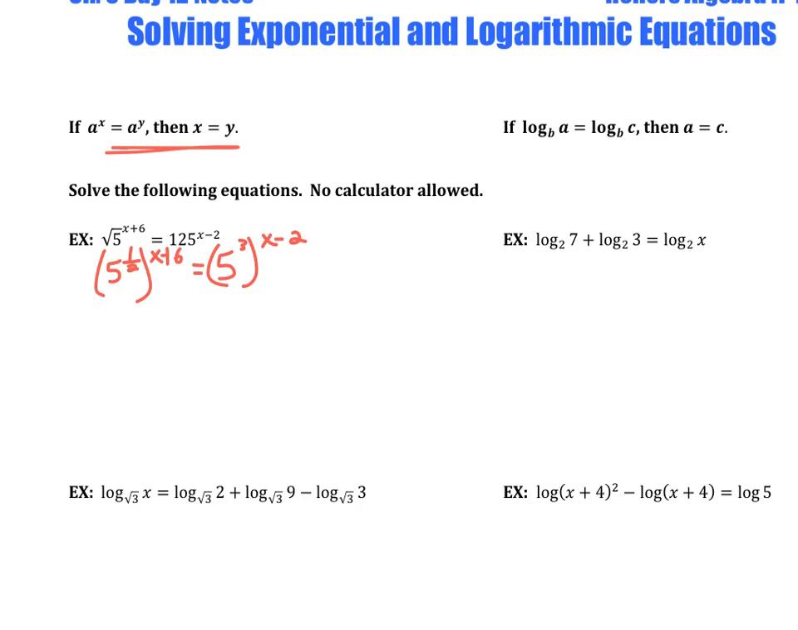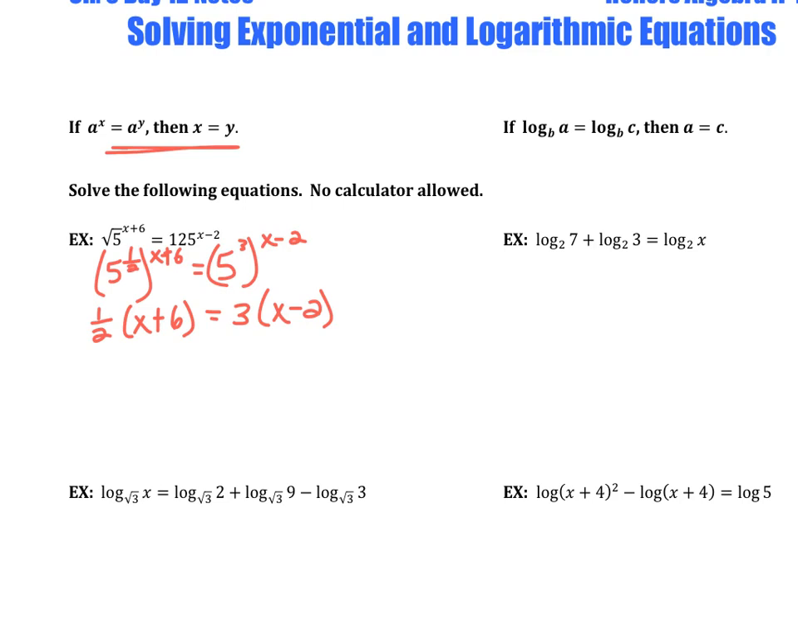So when I go through and I do that, then I would have 1/2 times the quantity, x plus 6, make sure you put that in parentheses, is going to be equal to 3 times that quantity, x minus 2. And the reason I'm multiplying those, remember a power raised to a power, we're going to multiply the exponents. And I can set the exponents equal to each other because of this property up here. I have a common base, so I can set the exponents equal to each other.